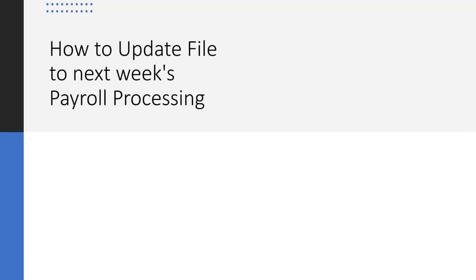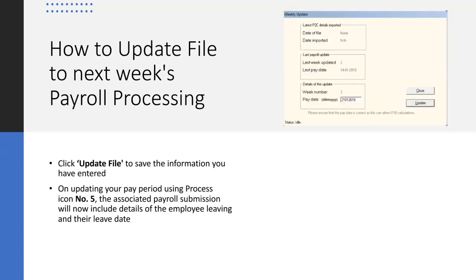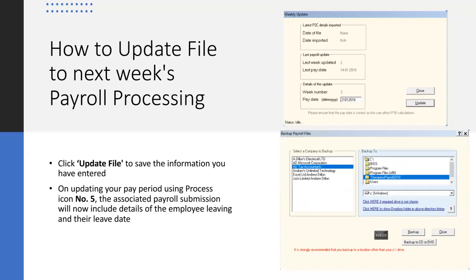This now will tell us how to update the file and go to next week's payroll processing. Click Update File to save the information you have entered. On updating your pay period using process icon number 5, the associated payroll submission will now include details of the employee leaving and their leave date. So here are the pay dates, the last pays, and the import dates. So this is where it's going into the third week. This is where I have to save my updated file of the payroll processing.